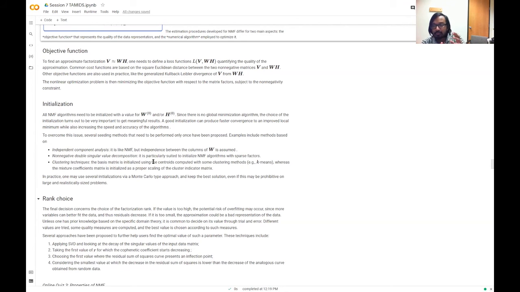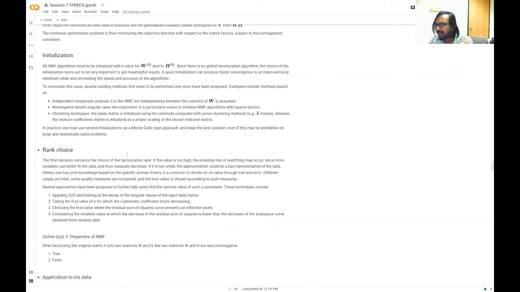Because we assume that when we perform clustering, the clusters are as different as possible from each other, right? So they become the basis. And the mixture coefficient matrix can be initialized as a proper scaling of the cluster labeling matrix, or the cluster indicator matrix. So there are many other options, but they are inbuilt into R. But we should know that the choice of initialization is an important choice.